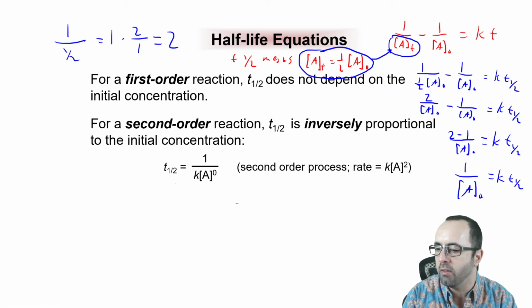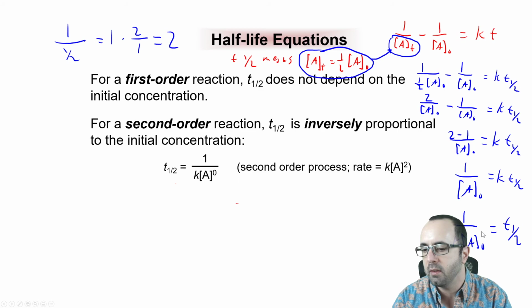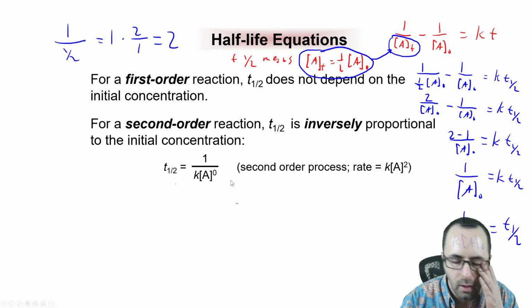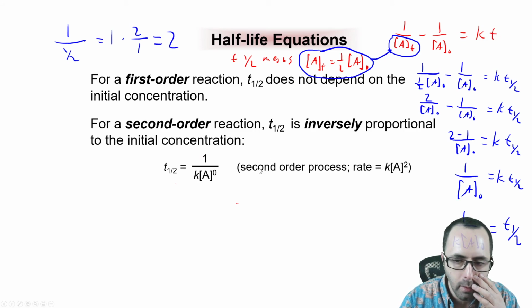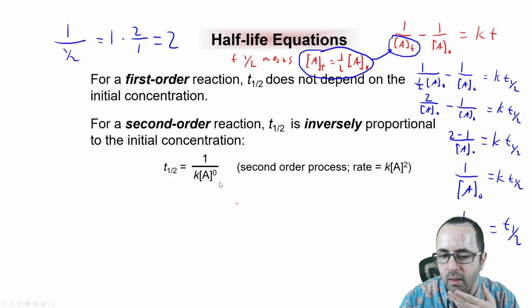So now if we divide both sides by K, we'll get 1 over K times the initial concentration equals T1 half. I'll tell you guys, this equation right here, I will memorize it every time I'm teaching it and then promptly forget it because I hardly ever use it, and also because I know what half-life means, so I can get it anytime I want as long as I have the integrated rate law. So this is the equation that relates the rate constant for a second order reaction to the half-life. It depends on the initial concentration.